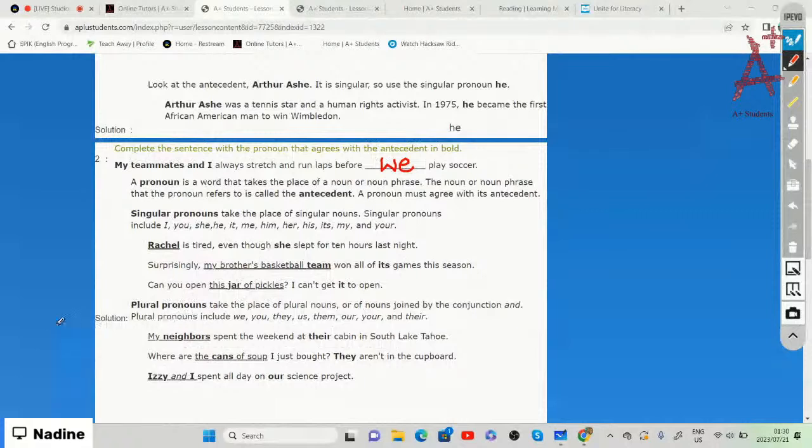And plural pronouns, which we didn't go over, are words like we, you, they, us, them, our, your, and their, right? Those are common plural pronouns. So my teammates and I always stretch and run laps before we play soccer. So "we" is the pronoun that replaces the noun phrase, which is my teammates and I, right? And it agrees with the antecedent in bold: "we" agrees with my teammates and I.